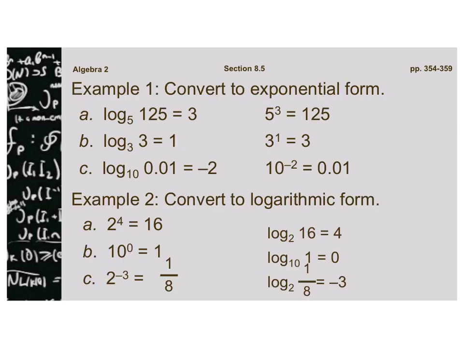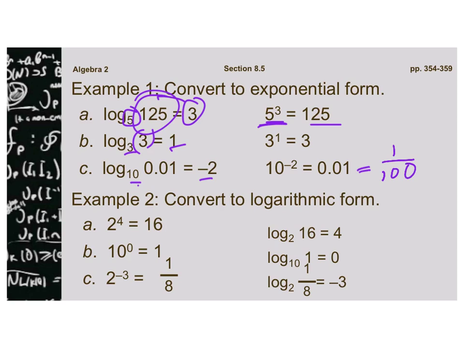Okay, convert to exponential form. Well, base to the outie, which you see right here, is equal to the innie. Base to the outie, 3 to the 1, is equal to what's inside my logarithm, 3. Base 10 to the negative 2 gives me 0.001. Remember this, this is 1/100th. So it's 1 over 10 to the 2, which is 1 over 100.